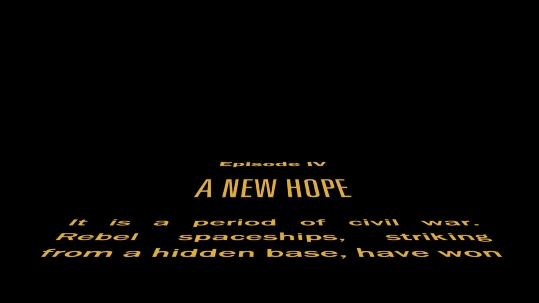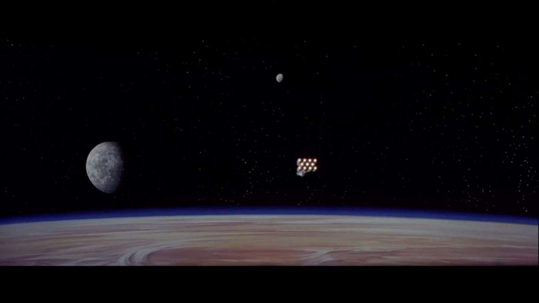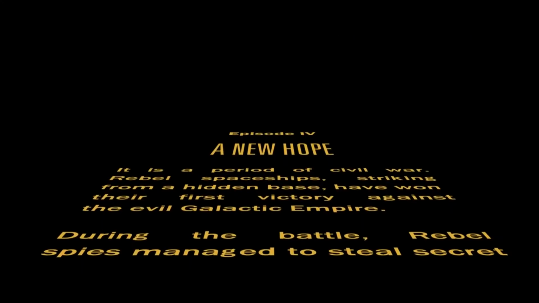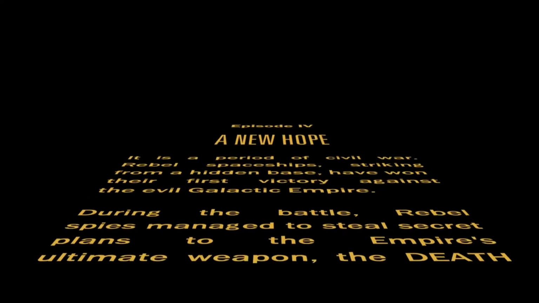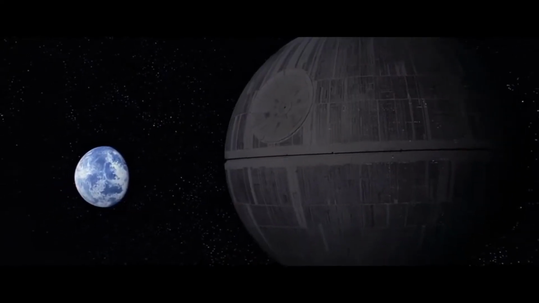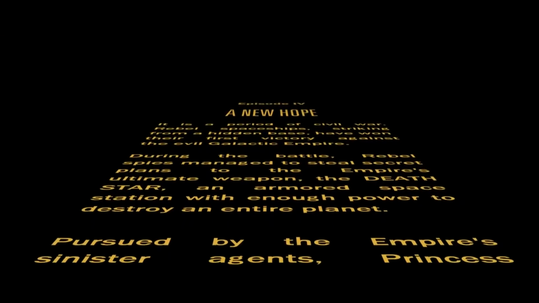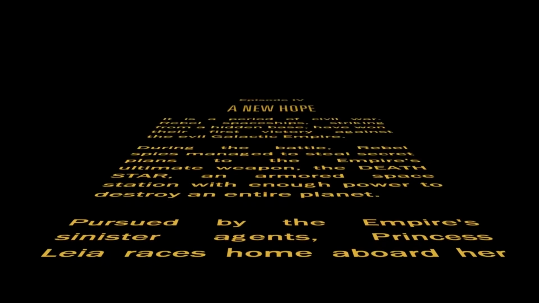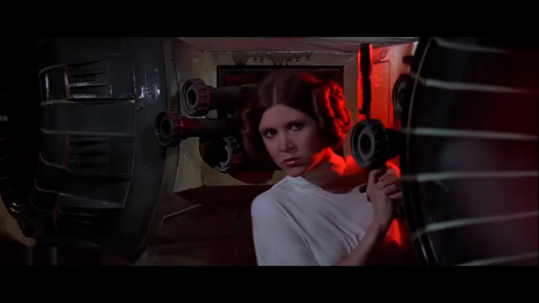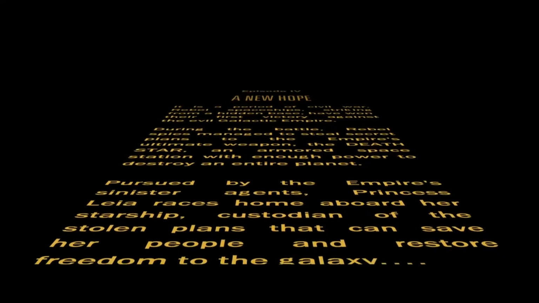It is a period of civil war. Rebel spaceships striking from a hidden base have won their first victory against the evil Galactic Empire. During the battle, Rebel spies managed to steal secret plans to the Empire's ultimate weapon, the Death Star, an armored space station with enough power to destroy an entire planet. Pursued by the Empire's sinister agents, Princess Leia races home aboard her starship, custodian of the stolen plans that can save her people and restore freedom to the galaxy.